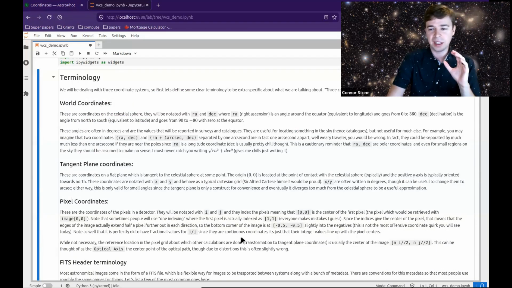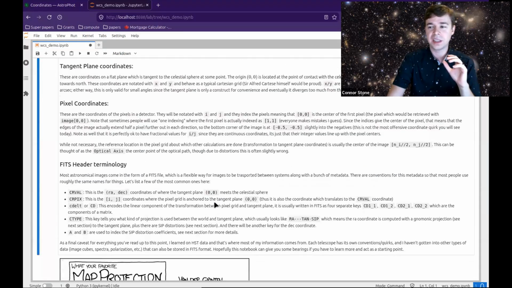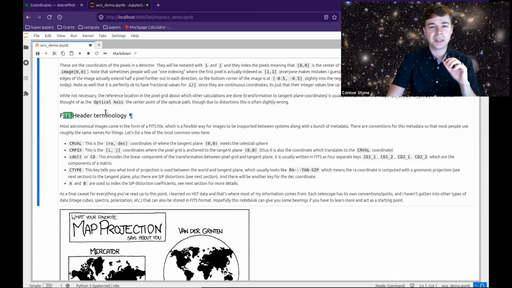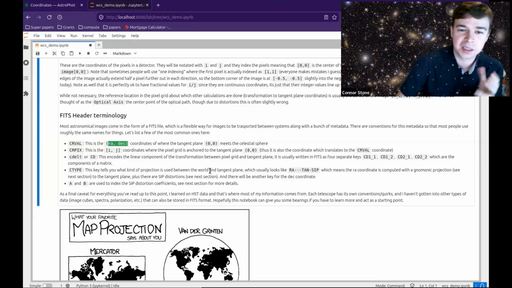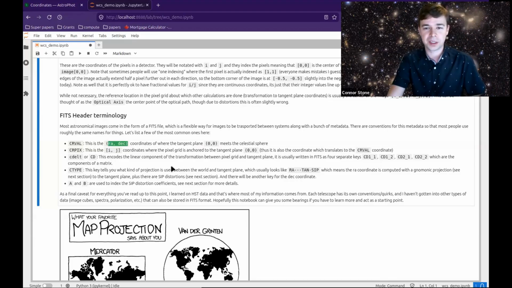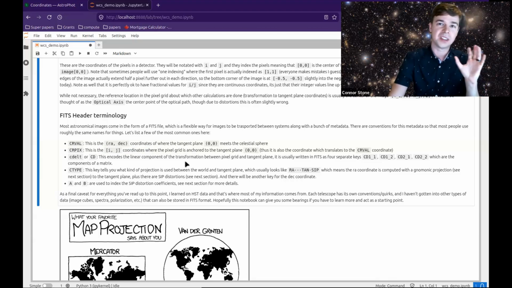In the demo, I've got a nice explanation of how everything works, and I talk a little bit about FITS header terminology. So CRVal is actually the keyword that's used in almost all FITS images to indicate that contact point of the celestial sphere for a tangent plane. It's very common to see tangent plane projections. CRPix is that pixel coordinate connection. Now, CRTan is actually an invention for AstroPhot because AstroPhot does a lot of modeling in the tangent plane.